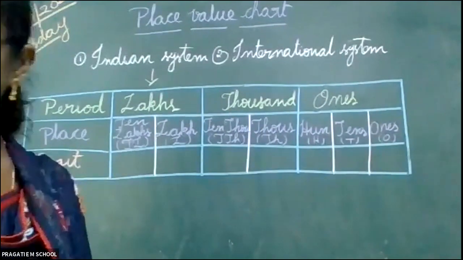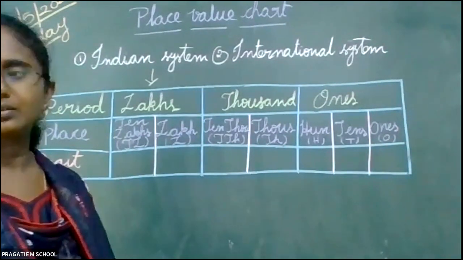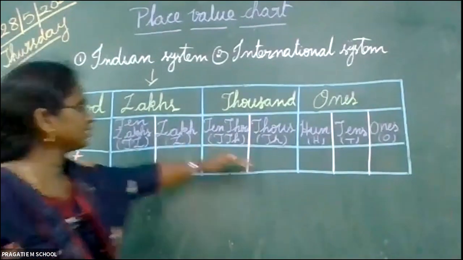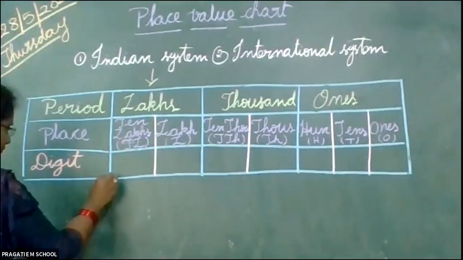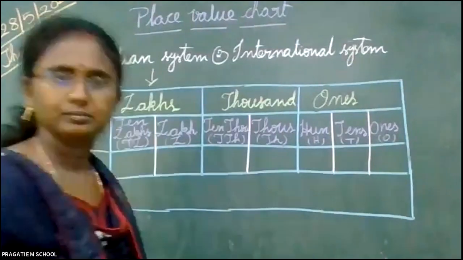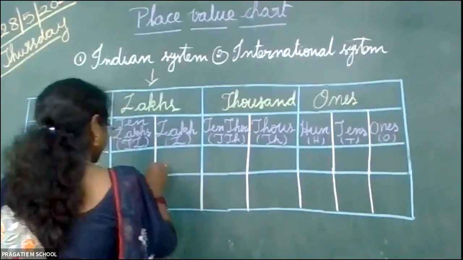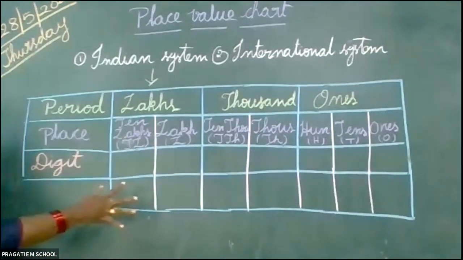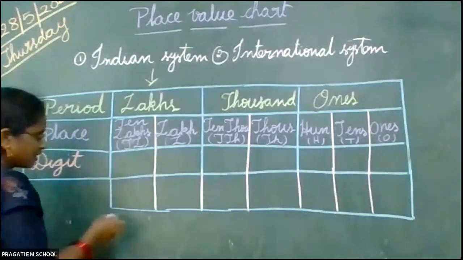Okay, children. Now I'm taking some numbers. Then I will write those numbers in this box. Whatever numbers I'm taking, I'm writing here. It is not in the chart, but I'm writing those numbers here. Then I will write those numbers in these places. Okay, children? The first number.